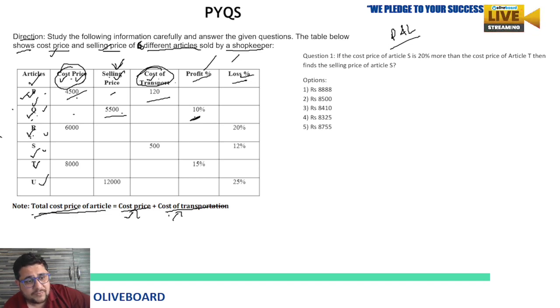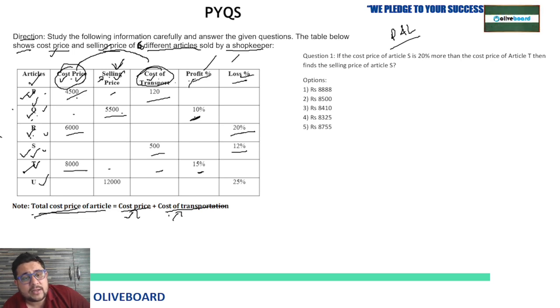For article R, the total cost price is not given, only the cost price is given, and here there is a 20% loss, other details are missing. For article S, the cost of transport and loss percent are given, so by this we cannot calculate anything, neither cost price nor selling price. Now article T: 8,000 is the cost price, the selling price is there, the cost of transport is there, and 15% is the profit. Profit is based on the total costing. You can calculate the total costing and then easily get the selling price, but on an article you get either profit or loss, both are not possible on the same article.